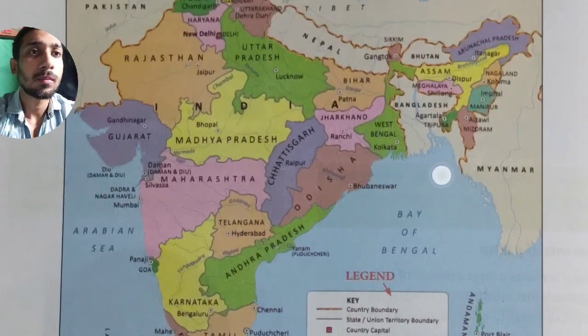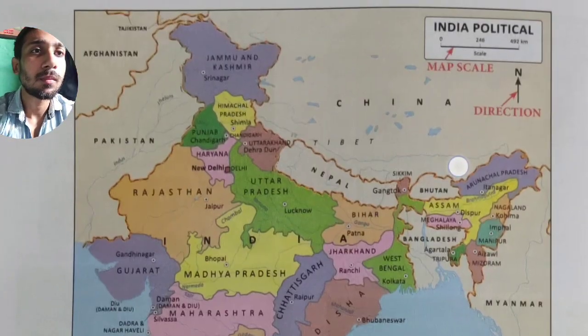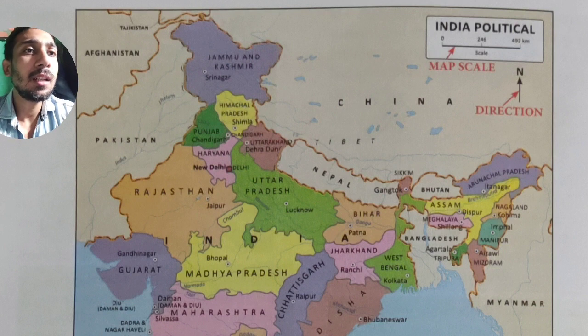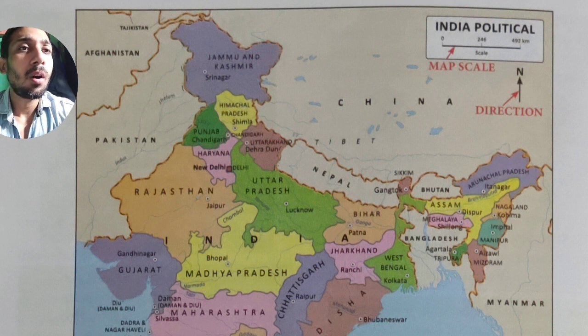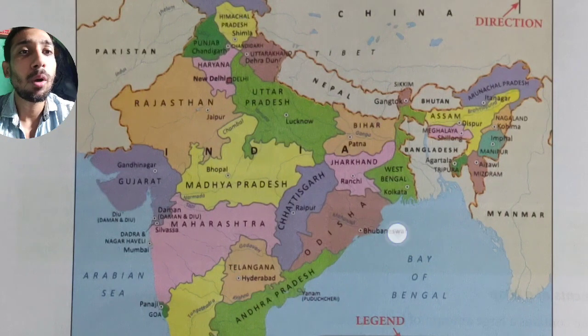Let me show you something first. As you can see, while reading a map, we can clearly see a direction, that is the north side. It means Jammu and Kashmir is located on the north side, and thereafter we can start reading the map very clearly. On the map scale you can clearly see the divisions, how many kilometers each division represents, like 0 to 248 and then 492 kilometers. This is the map scale, and this map is called a political map.